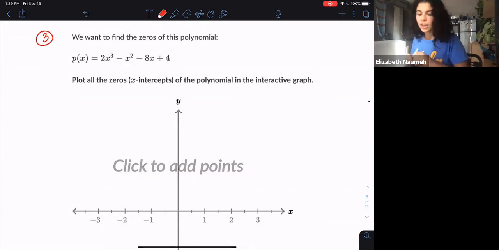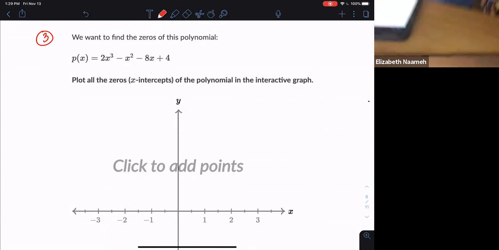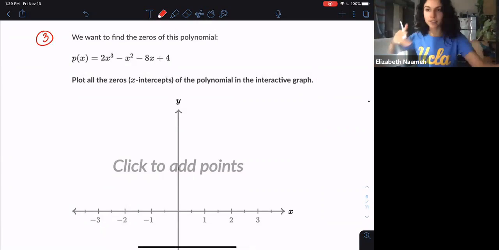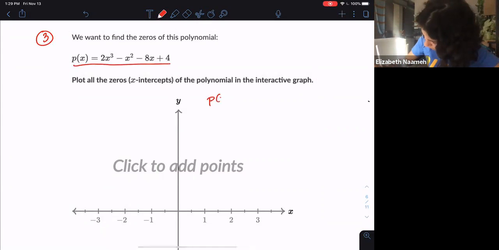All right, it says, so go ahead and copy this polynomial down. We're going to work on it together. And I want you to tell me where it is that you're getting stuck, if you are getting stuck, and if you're not, go ahead and call out the next step. So it says we want to find the zeros of the polynomial, and you're copying this down. I'll copy it as well.